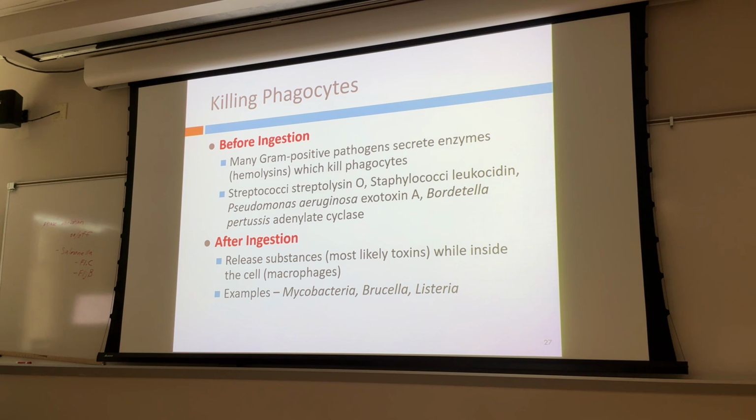In streptococci, streptolysin is an example of a virulence factor associated with killing phagocytes before forced phagocytosis. Leukocidin, exotoxin A is made by Pseudomonas. Bordetella pertussis, which causes pertussis, whooping cough, makes an adenylate cyclase that does this. Different ways to kill the phagocytes before they're taken up in the first place. And then after ingestion, so they're already taken up, they release different toxins from the inside while inside cells like a macrophage. Examples of microorganisms that do this are Mycobacterium, Brucella, and Listeria. They can do it from inside the phagocytic cells.